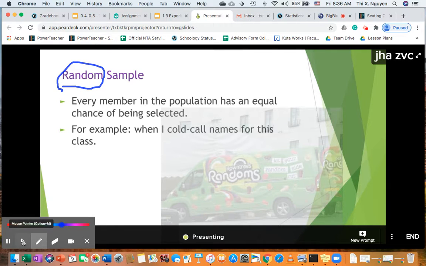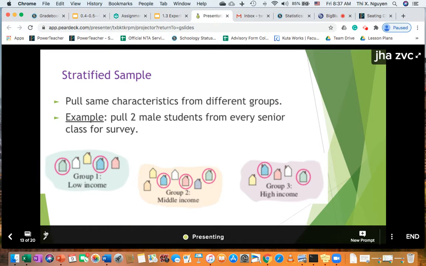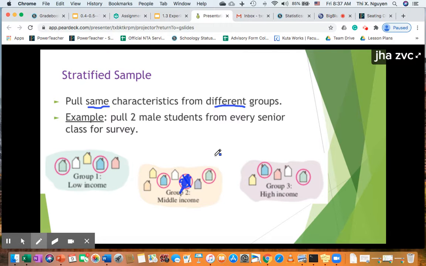Okay. So the next way that we can choose a sample would be stratified. Stratified is a little bit harder to understand. There's one mistake on my PowerPoint: I should not circle this one, so ignore it. Stratified means they're going to pull the same characteristic from different groups. What that means is that you're going to have many groups, and whatever you pull from one group, you do the same for the others.